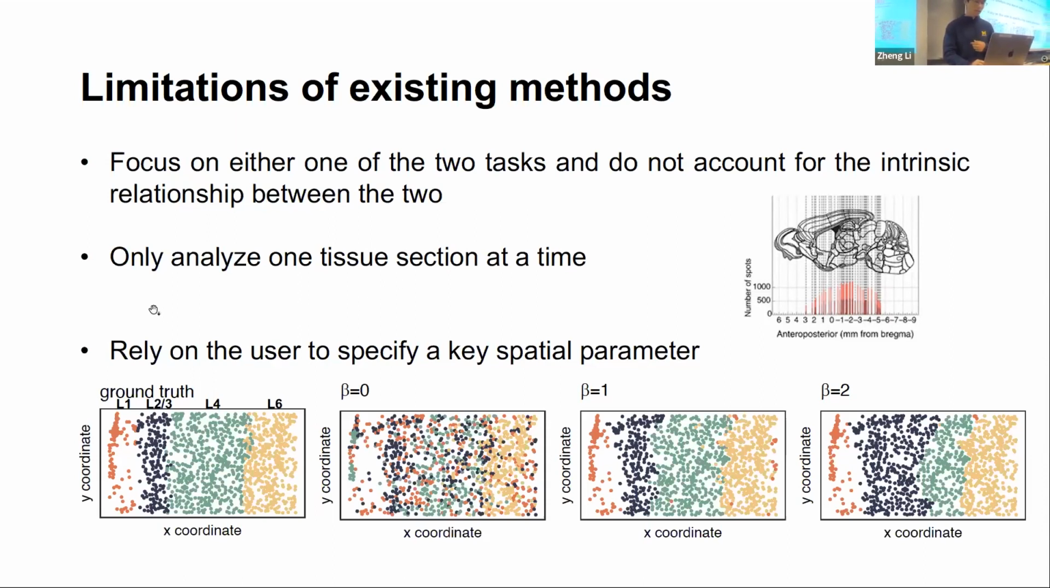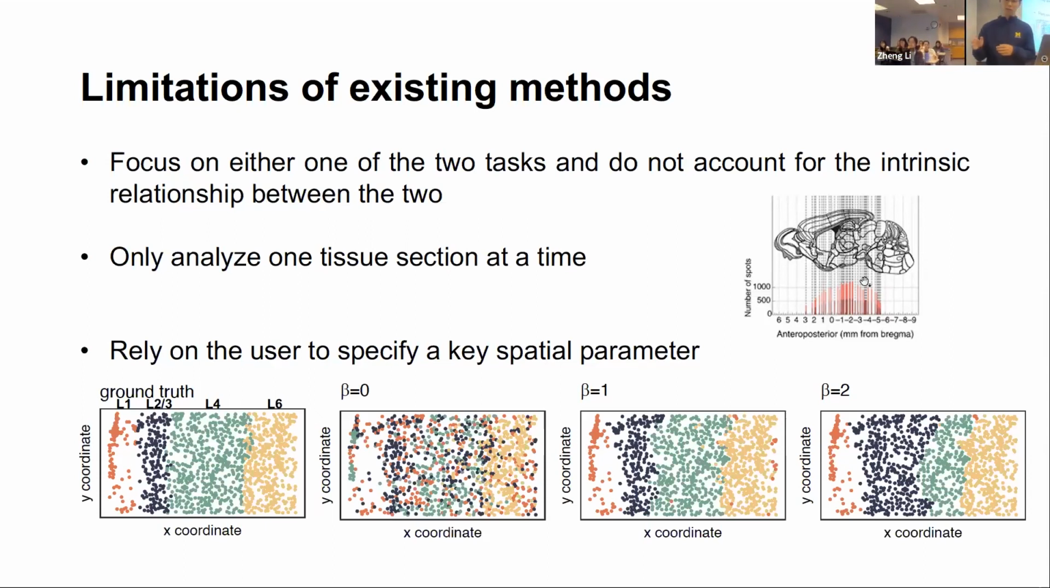And the other limitation is that most of these existing methods only analyze 1 tissue section at a time. However, for a typical spatial transcriptomic study, we usually take a series of cuts in the tissue. For example, here is a mouse brain, and we usually take consecutive cuts of the brain tissue and measure each of the slides in the tissue. And so in the end, we would have multiple tissue sections.